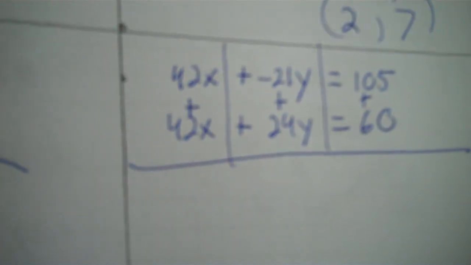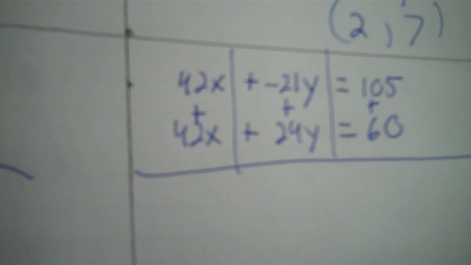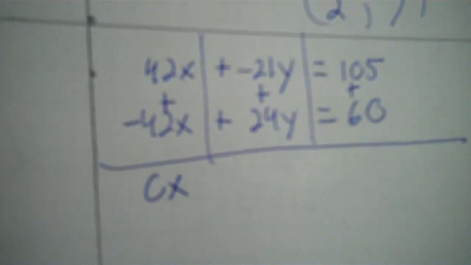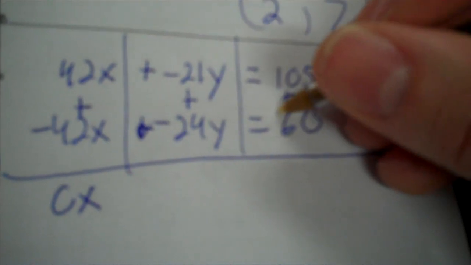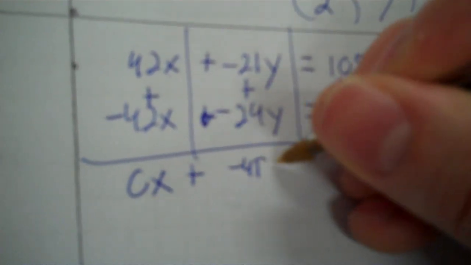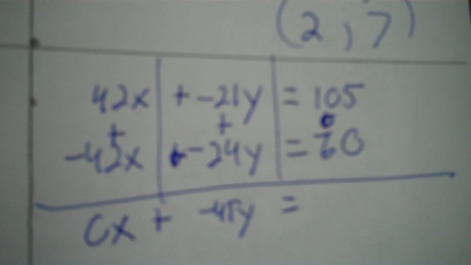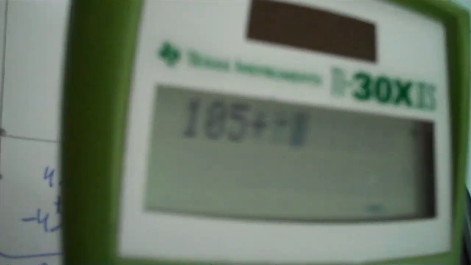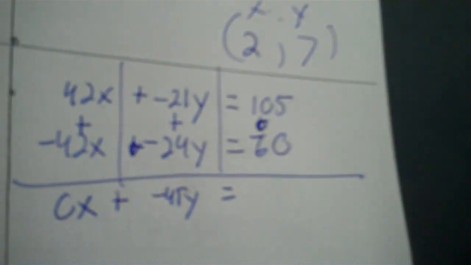Okay, now you still don't have 0 because 42 plus 42 doesn't add to 0. That adds to 84, but if you made this opposite, then it would add to 0. But then you have to make the 24y opposite from positive to negative. You have to make the 60 opposite from positive to negative. So then, negative 21 plus negative 24 is negative 45y. And then 105 plus negative 60 is 45. So the zero's taken out.